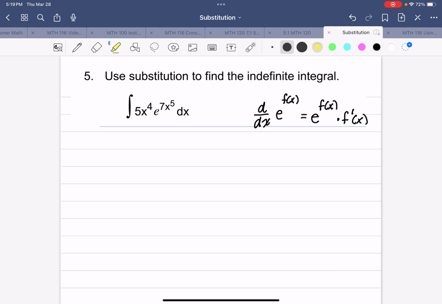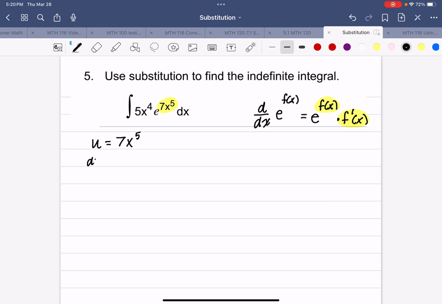Typically, when you have an e, the exponent is going to be your u, because that was the thing that we chained on. Remember, the derivative of that exponent was the part that we used the chain rule for. So I'm going to select u to be 7x to the 5th. And if I get this right, I can rewrite my entire integral expression all in terms of u, and I'll have no x's, and it'll be a lot easier to integrate.